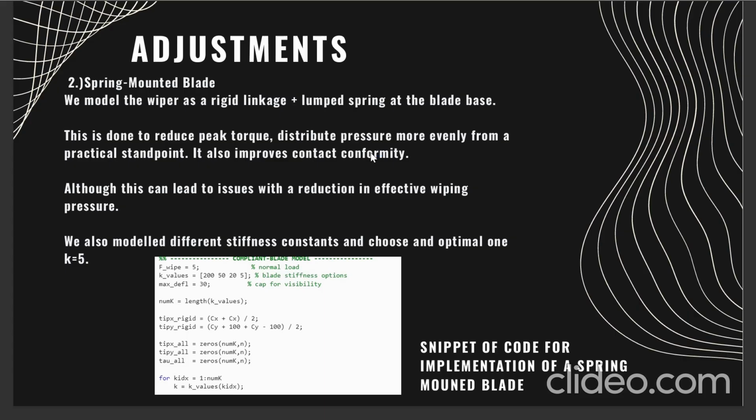This compliance helps absorb shocks at the reversal points, which are usually the most stressful positions for the mechanism. The motion becomes smoother, and more importantly, the torque spikes significantly reduce, lowering the load on the motor. The only trade-off is a slight reduction in wiping pressure if the spring is too soft, so stiffness selection must be balanced. This is visible in this graph.